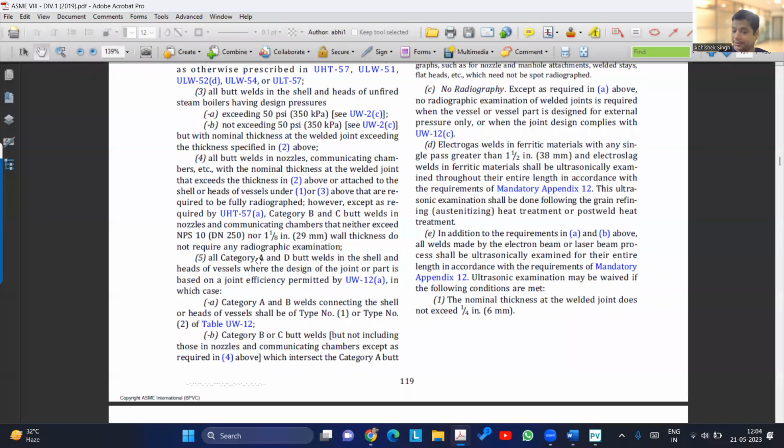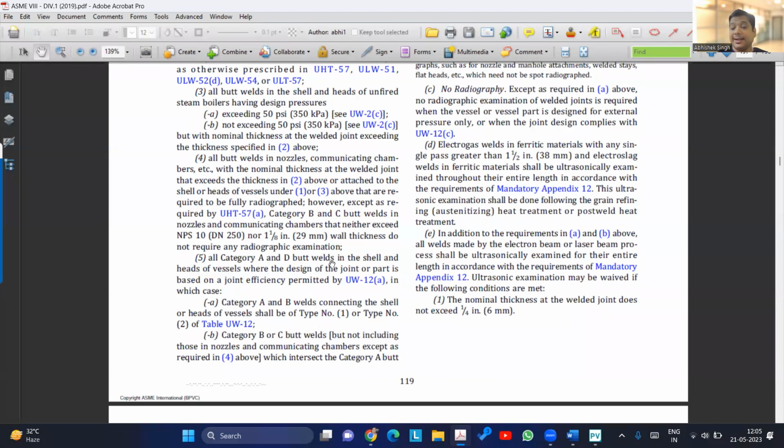Category A is long seams. Category D is what? This is nozzle joints, nozzle to shell joint, right? So all category A and D butt welds are being discussed. So no, D is also a butt weld. That means the nozzle will have a neck, a lip joint, and then it will be welded.